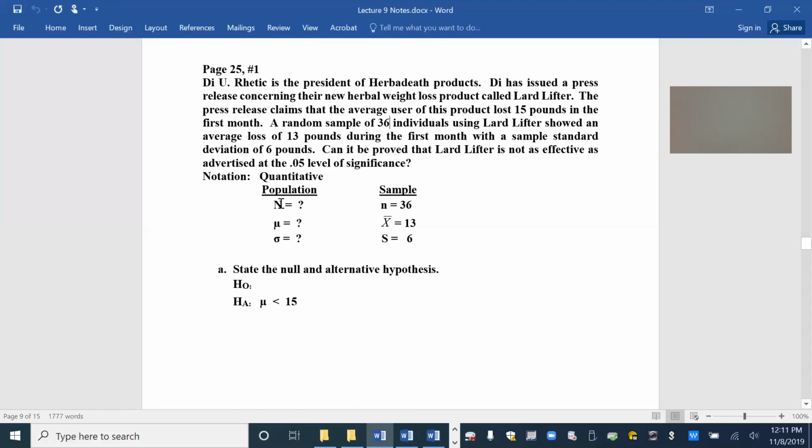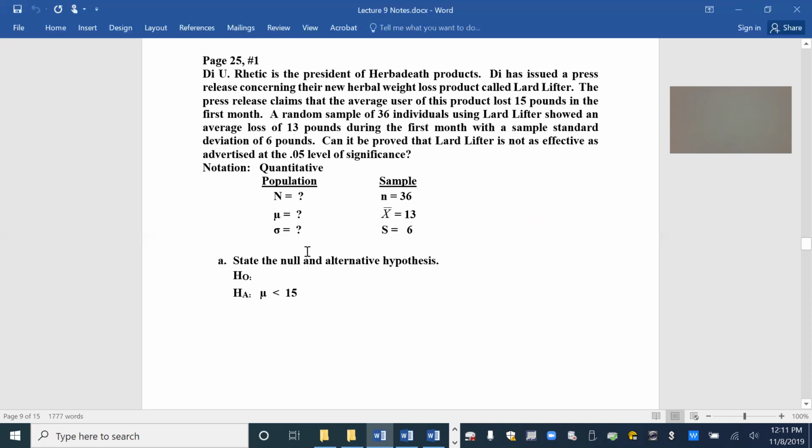Quantitative data. Do I know how many people are going to use it? Nope. Do I know the average weight loss of all of the users? Nope. I don't know the standard deviation, the variability of all of the weight loss of all the users. Nope. What did I see? I took a sample, 36. I saw the average weight loss was 13 pounds during the first month, and there was variability. Some lost 9, some lost 15. Variability measured by a sample standard deviation of 6.